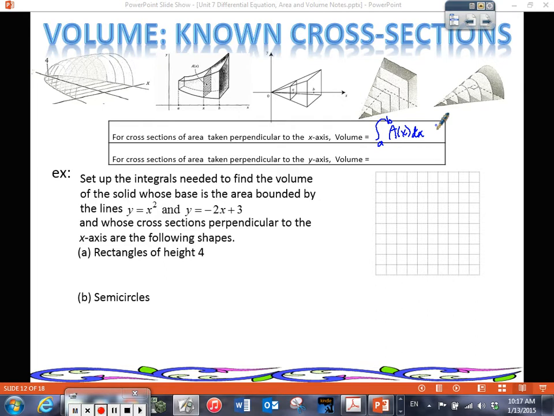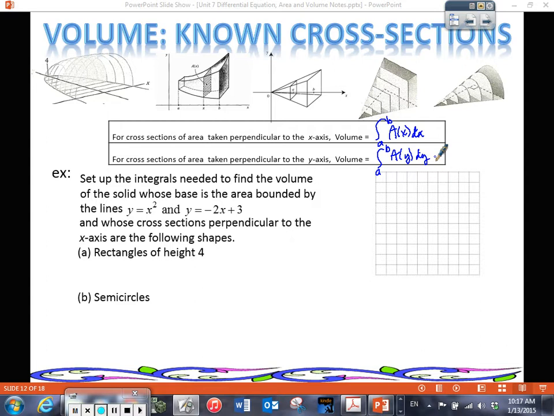cross sections. If we are perpendicular to the y-axis, then our volume formula, we still bound it by a to b, but now our area is going to be with respect to y. We're going to have y's in our equation, and we're going to integrate with respect to y. And those are our formulas. All we have to do is find out what the formula for the area of whatever cross-section we're going to be using, figure out how to represent it with algebra, and integrate. And we will be using our calculator on this lesson entirely. So that's the formulas that we're going to be using.